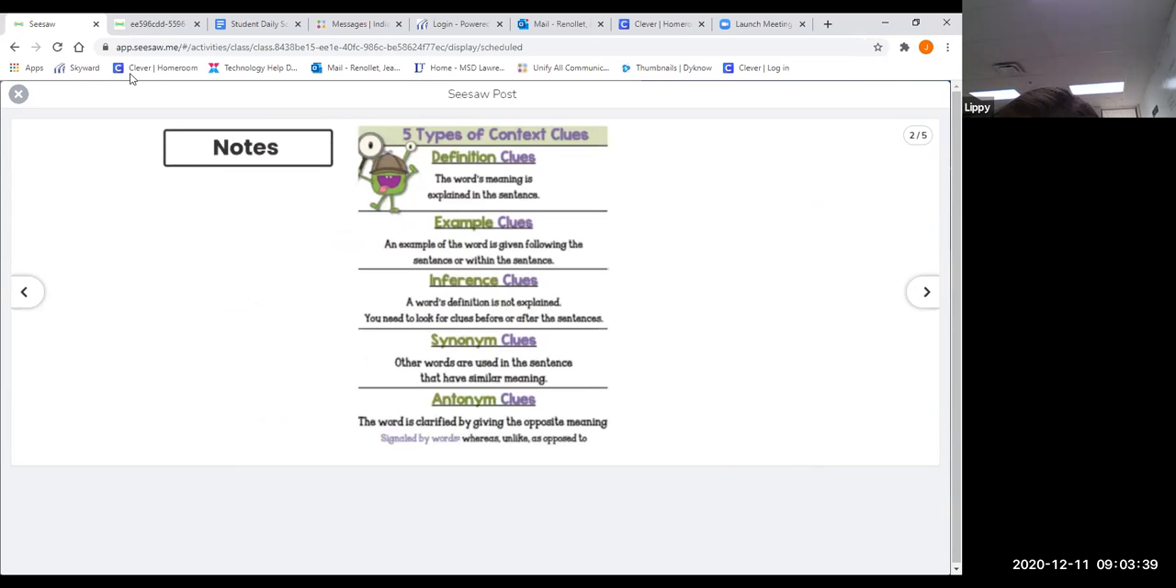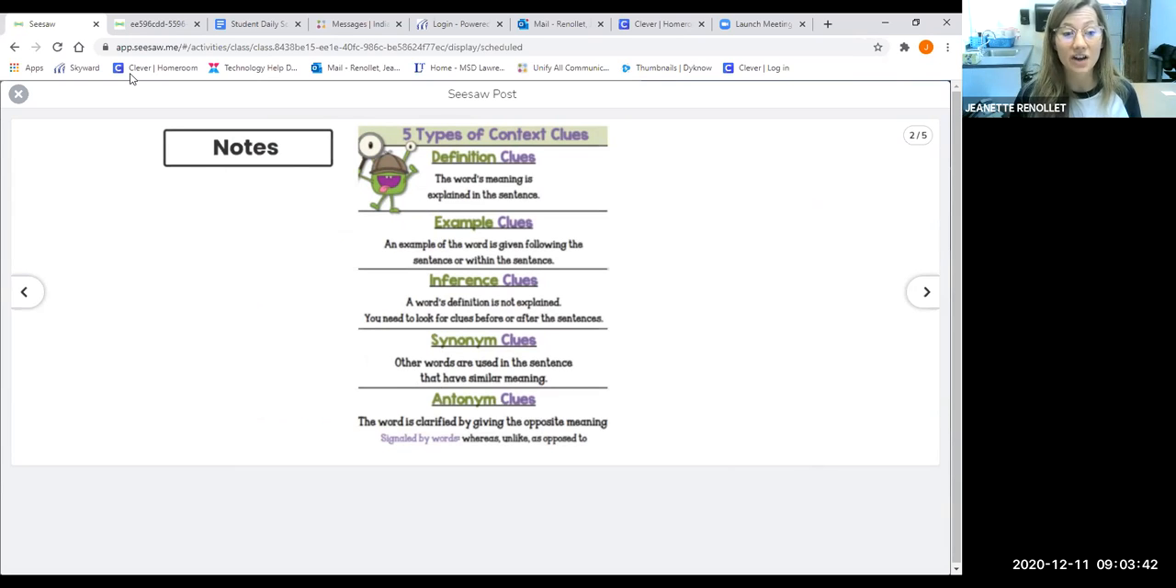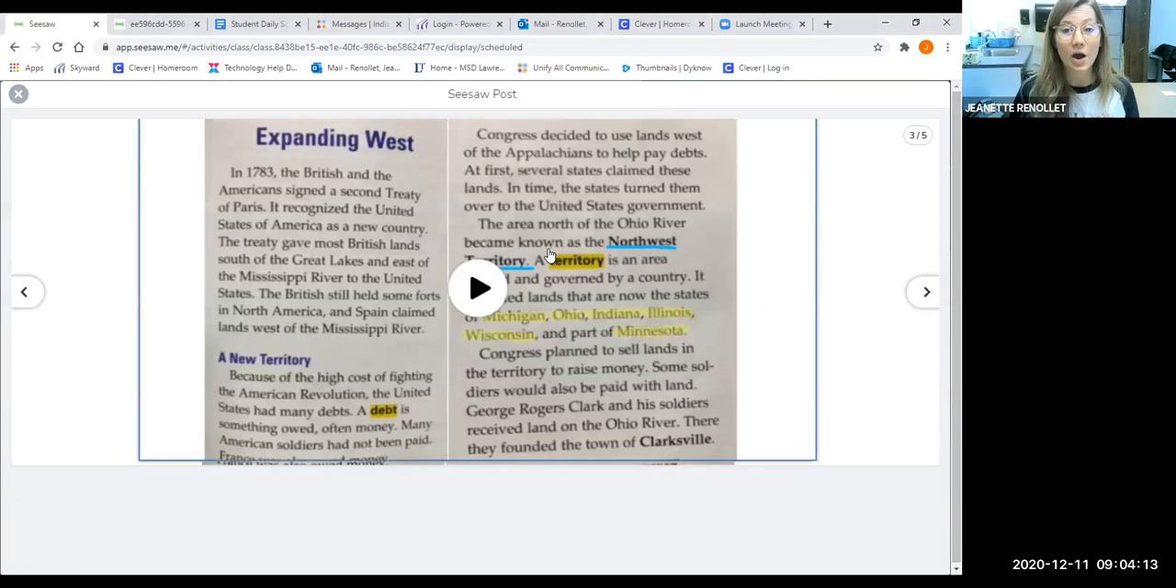All right, we're going to keep going here. We have different kinds of context clues. We know we've been learning about these different kinds. And a lot of times what we see in a text, most of the time we see synonym clues where they give us another word that means about the same. And they give examples of what the word is like. Today we're going to keep practicing context clues as we learn more about our state and how it became our community.